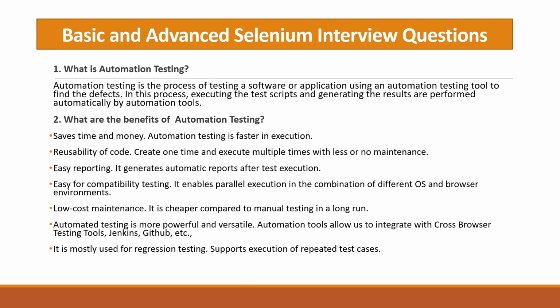Coming to the next benefit, it is easy reporting. By default, Selenium does not provide any reporting feature, but we can add third party reporting tools such as Extent Reports, Allure Reports, and ATU Reports. We have to configure these tools to generate good reports, and it is very easy to generate automatic reports with the help of automation tools.